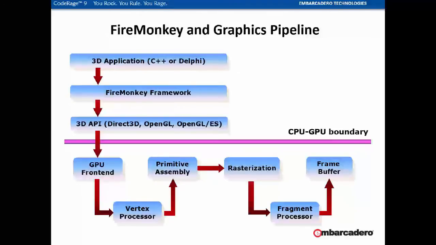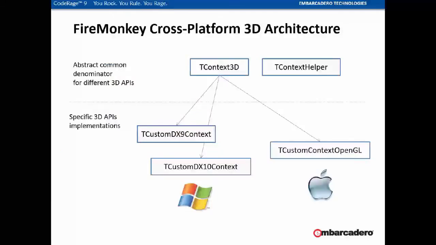At the end, a FireMonkey application is using the same technology as other 3D frameworks. So our 3D application is calling through the FireMonkey framework the 3D APIs on a given platform, and then the processing to display the actual 3D graphics is happening inside of the graphical processing unit using vertex shaders and fragment shaders. So this is the same technology that is available in a standard way either through DirectX or OpenGL.